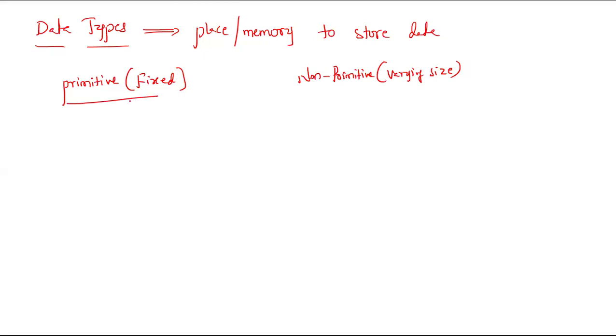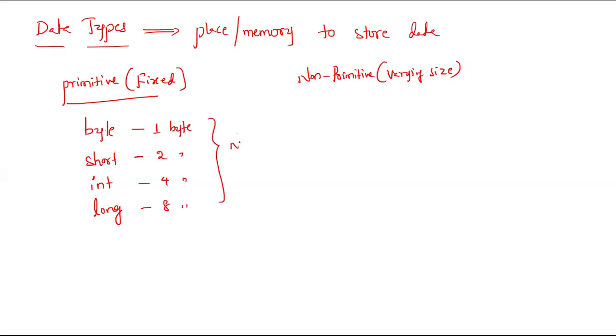Then in primitive, there are 8 predefined primitive data types in Java. If you remember the order, it is easy to remember the memory size. For that, byte, then short, int, long. These are the first 4, and we discussed their size also. Byte will consume 1 byte of memory, and short will consume 2 bytes. Int consumes 4 bytes, and long consumes 8 bytes. The purpose of these 4 is to store numbers, I mean non-decimal numbers or plain numbers.